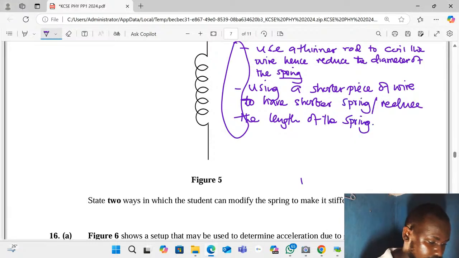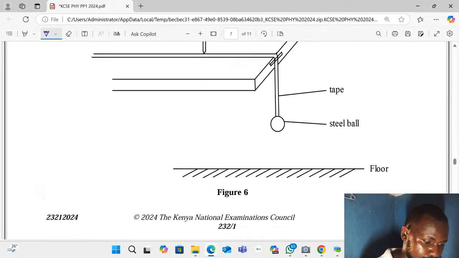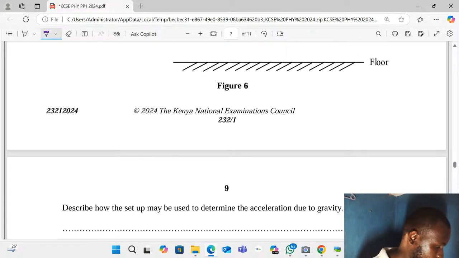You can see I'm running out of power. But we can try. We have some few questions covered.